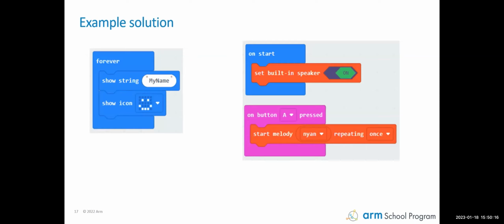So you have a forever block, and obviously whatever sits inside that forever block runs forever, and then it shows a string. So this is where we're introducing some of the computational constructs into this. So it shows you what their name is, and then it shows the icon, and they can even make their own icons as well.